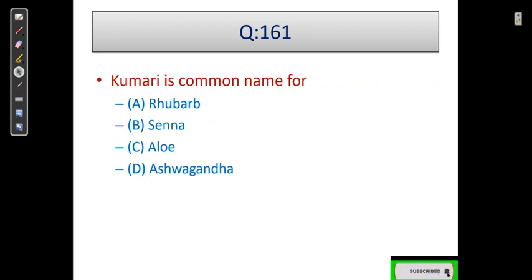Kumari is a common name of rhubarb, senna, aloe, ashwagandha. So Kumari is the correct name of aloe.